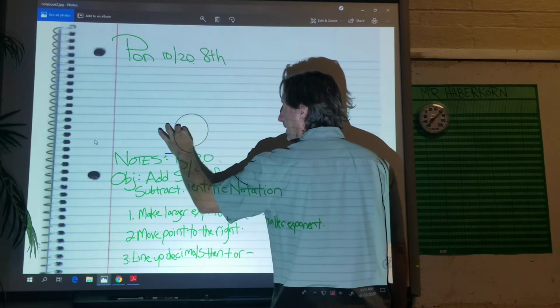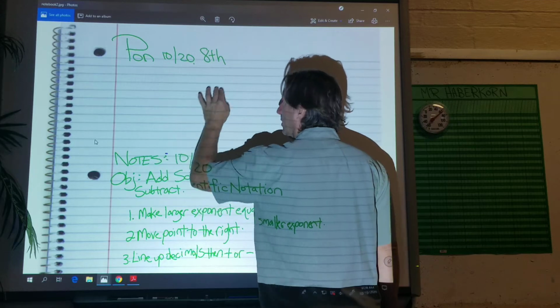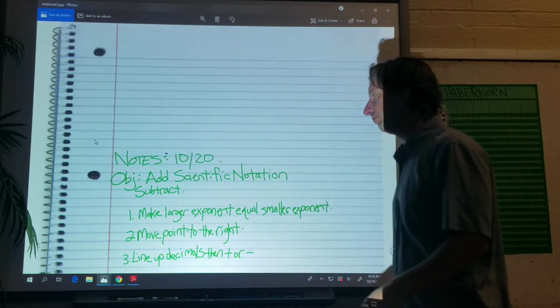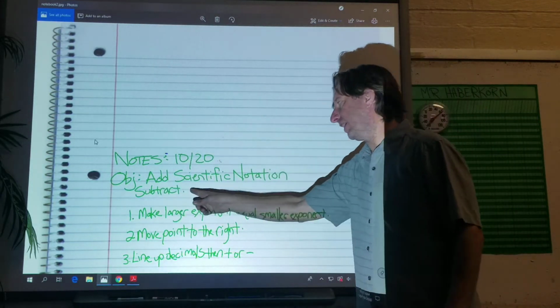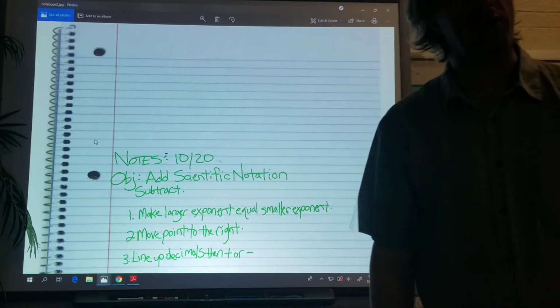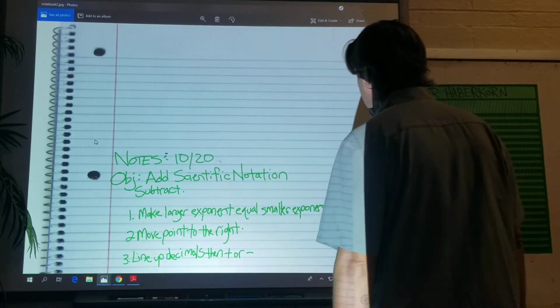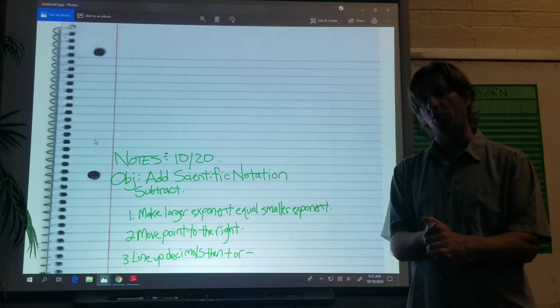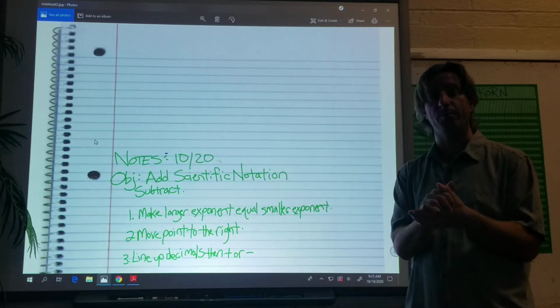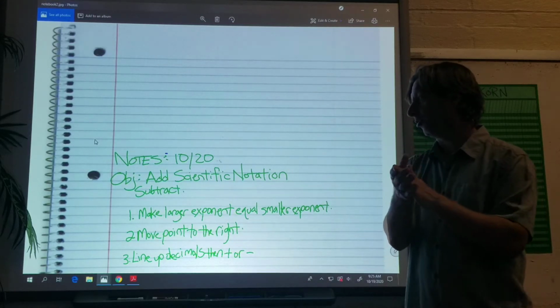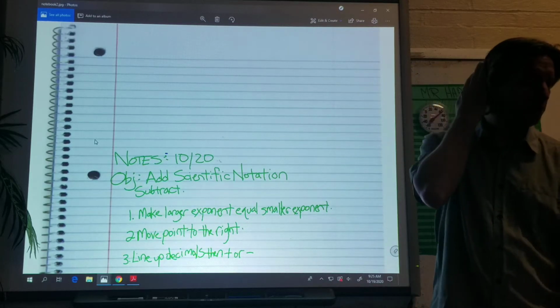All right. So today, it's a little bit tricky today. Adding and subtracting scientific notation. So you may be wondering why, Mr. Habercorn, did we multiply and divide before we add and subtract? Because the multiplying and dividing is easier. The adding and subtracting is a little trickier. So let's talk about that.